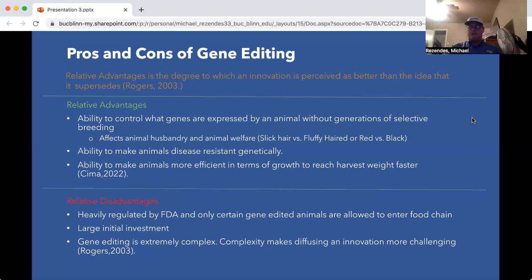It is a large initial investment. Gene editing is not as cheap as just turning a bull out with your cows, or AIing some sows, or making some fish. There's a large initial investment required. Some people and economists have described that the investment should pay off, but regardless, we have to have the capital and the overhead. And then gene editing is just extremely complex. When we think about Rogers' diffusion process, complexity makes diffusing an innovation way more challenging because of how it's perceived by people.